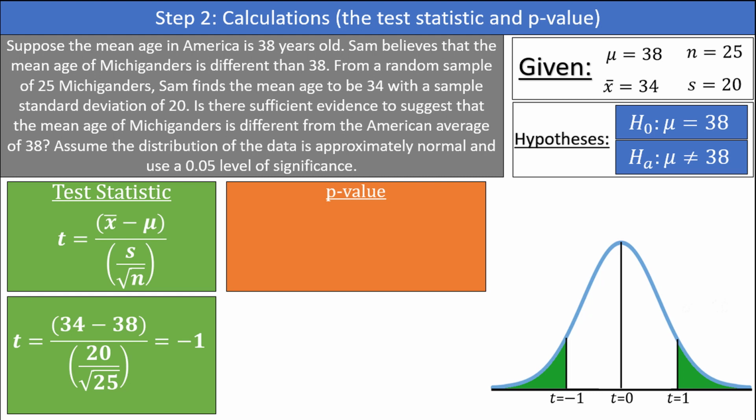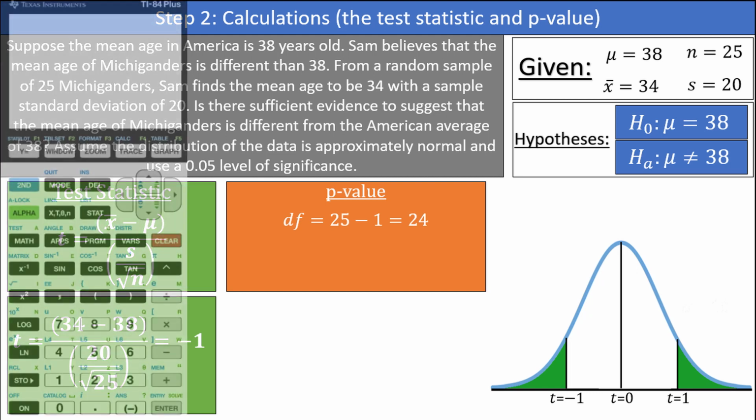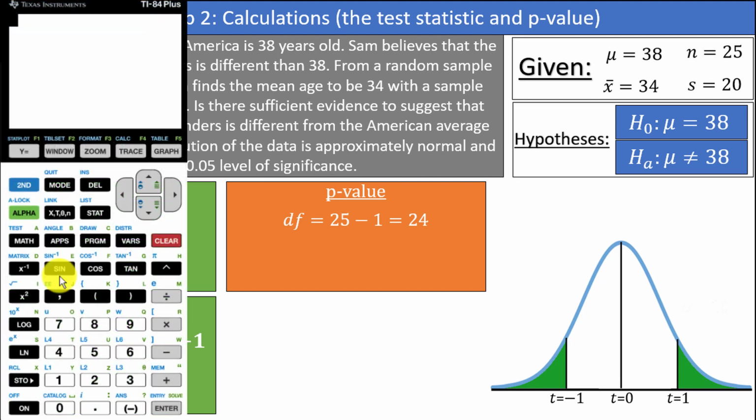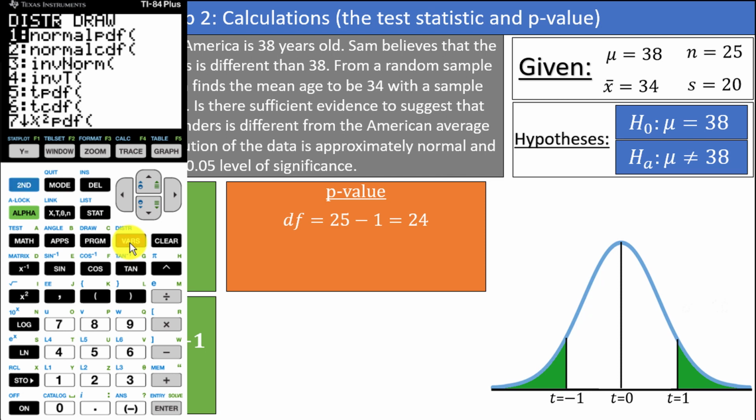To find the p-value, we will need to use the TI-84 calculator function called tcdf. To use that function, we need to know the degrees of freedom, which are n-1 or 25-1, which is equal to 24. On the calculator, press second, vars, which will get you to the distribution menu. Scroll down and press enter when you are hovering over the tcdf function.